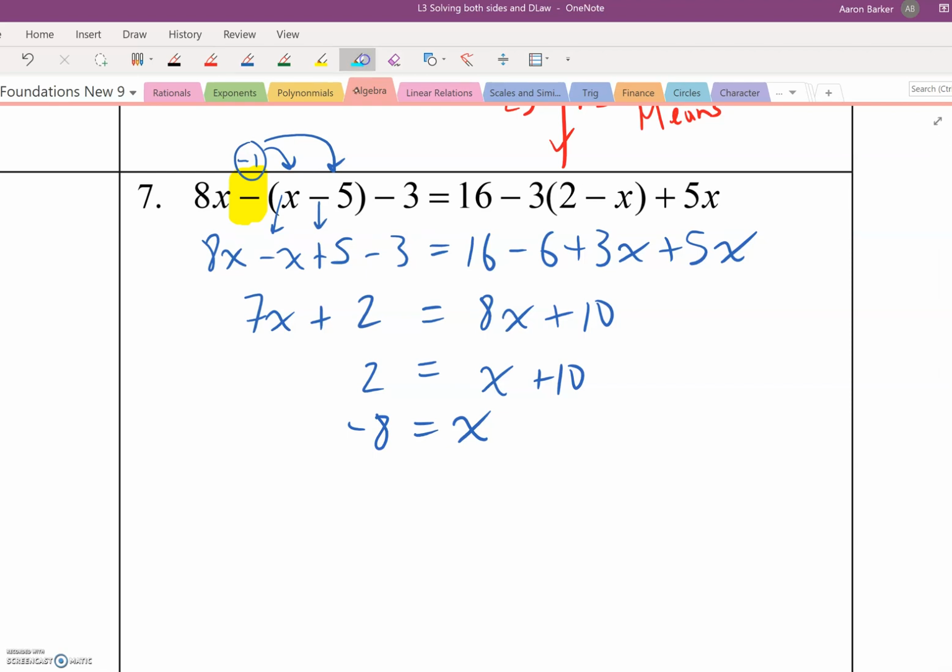One thing to really watch out for, this is what's going to mess you up. If you are not fixing your signs here correctly when you have a subtraction, you won't get the correct answers.